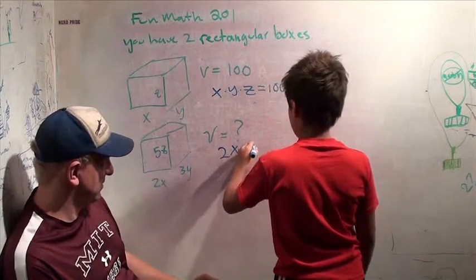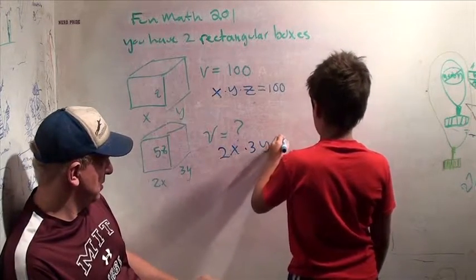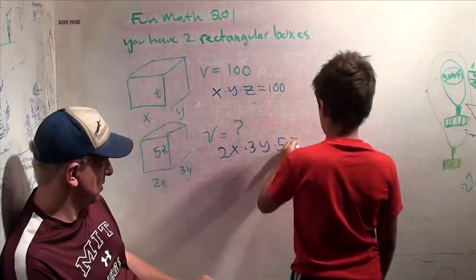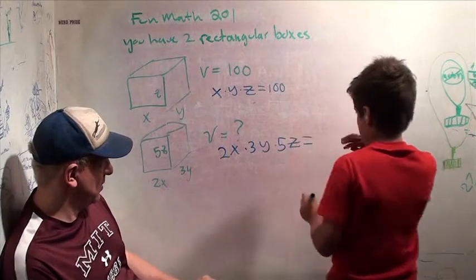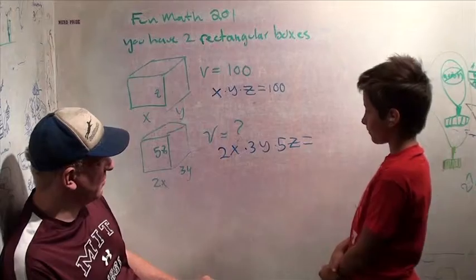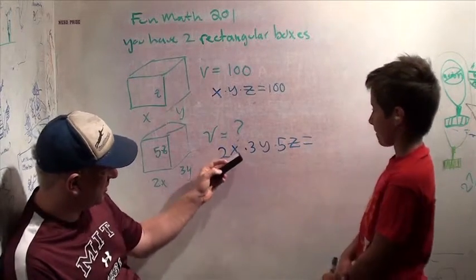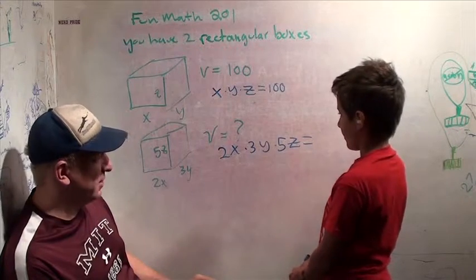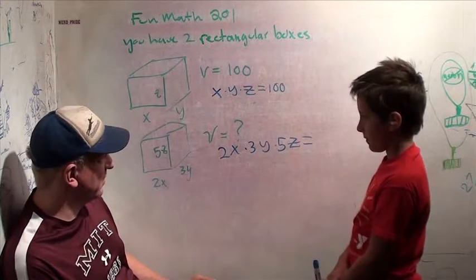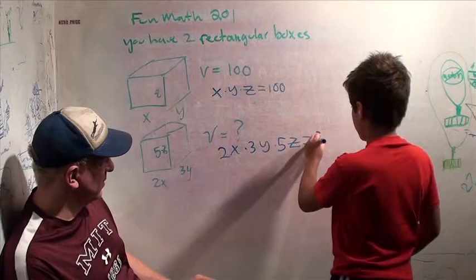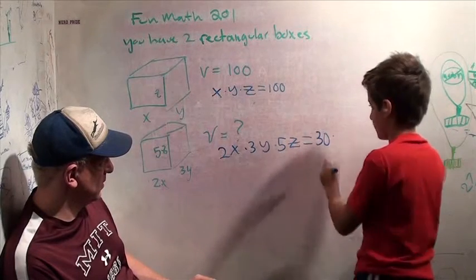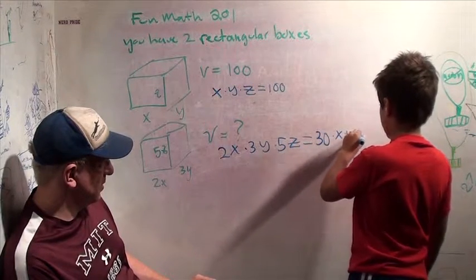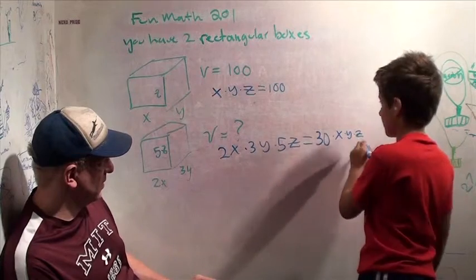2x times 3y times 5z. And this is what we want to figure out. This is kind of a tricky thing to multiply out, but 2 times 3 times 5 isn't too hard. Okay, what is 2 times 3 times 5? It's 30. 30, alright. So this is 30 times x times y times z. But x times y times z is 100.